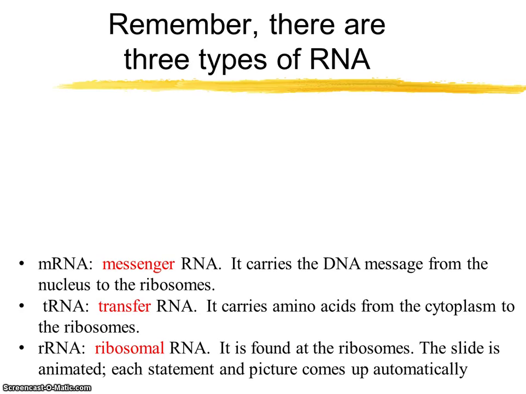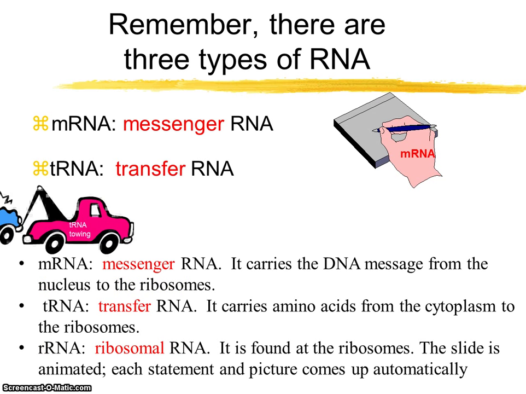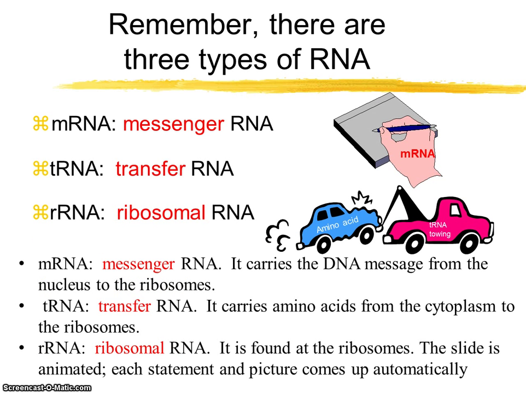Remember, we've also talked about the three major types of RNA. There's messenger RNA, there's transfer RNA, and there's ribosomal RNA. In messenger RNA, we've talked about this before. Remember, that's the RNA that is coded by the DNA in the nucleus. It carries that message, or it carries the instructions from the nucleus into the cell. It'll locate ribosomes, usually on the rough ER, and then it will carry that message to those ribosomes to tell the ribosomes what protein needs to be made.